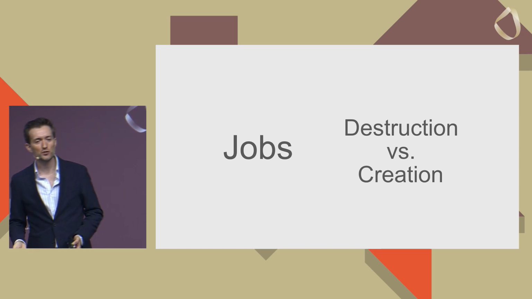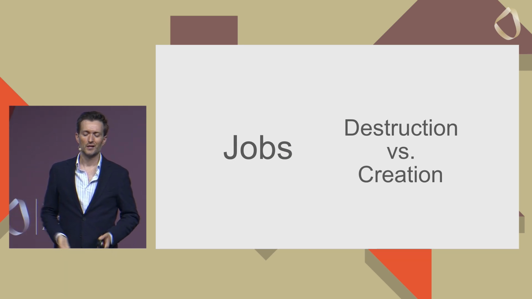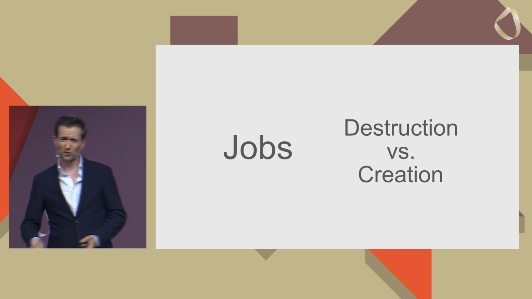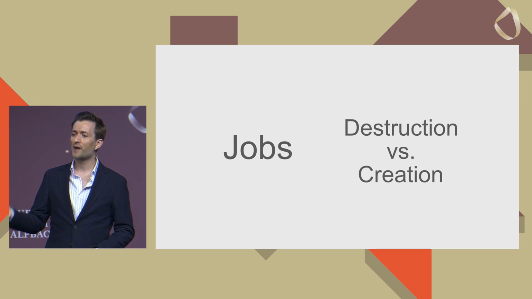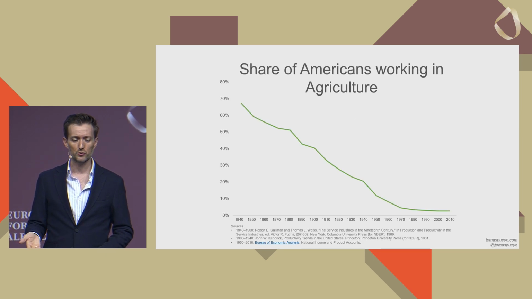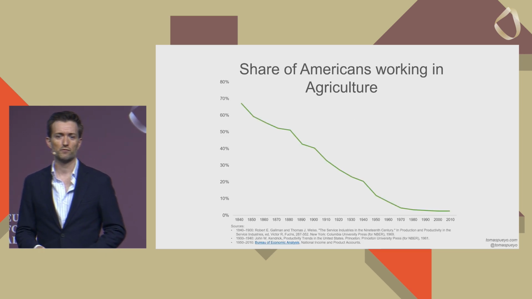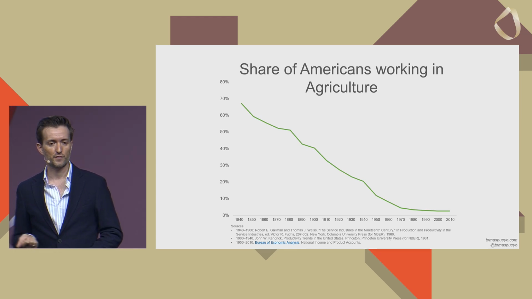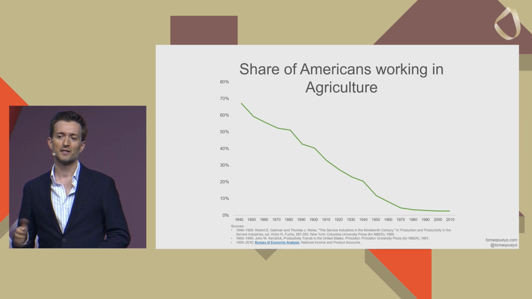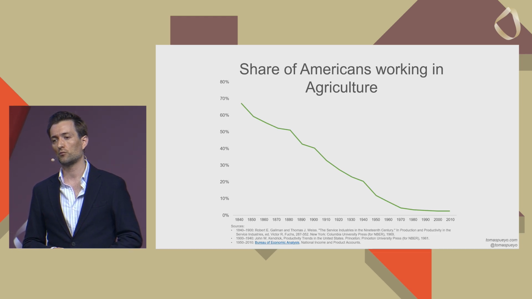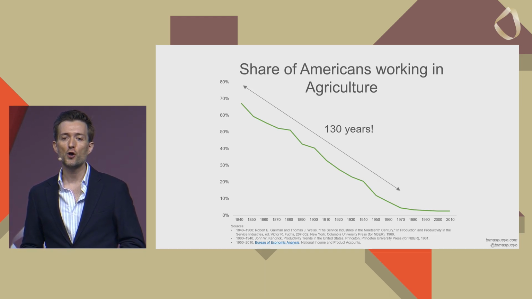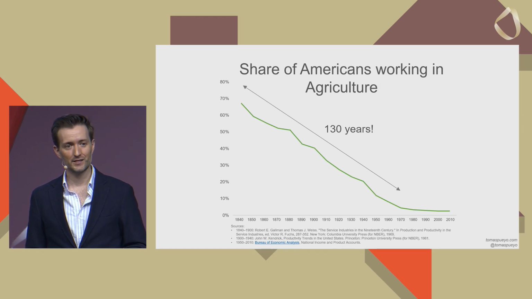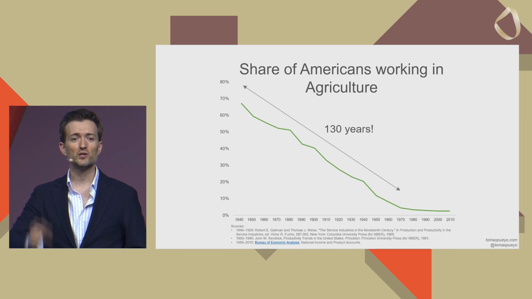Obviously, you had this conversation in the past, and the argument is, yeah, there's going to be job destruction, but there's going to be also a lot of job creation. We know this because it happened in the past. The same thing happened in the Industrial Revolution. Well, let's talk about the Industrial Revolution. In the middle of the 19th century, in the United States, 70% of Americans worked in agriculture. In Europe, it's similar. And it took 130 years for that to be automated away.